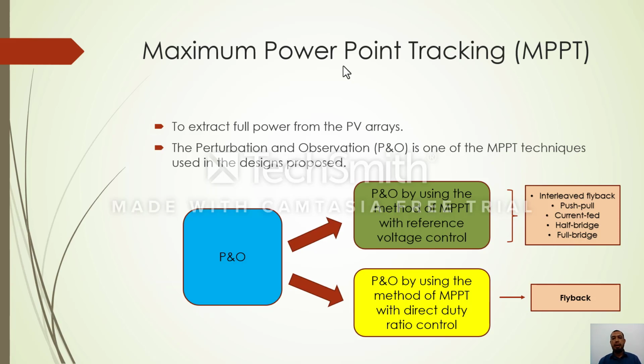Maximum power point tracking, MPPT. MPPT is used to extract full power from the PV array. The perturb and observe (P&O) is one of the MPPT techniques used in the design proposed. P&O has two types. First, P&O by using the method of MPPT with reference voltage control. This type is applied to interleaf flyback, push-pull, current-fed, half-bridge, and full-bridge converter. Second, P&O by using the method of MPPT with direct duty ratio control. This type is applied for flyback converter design.